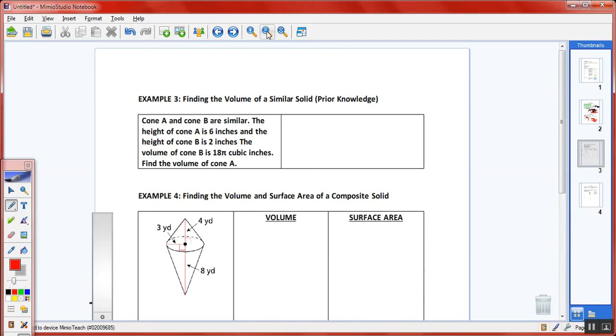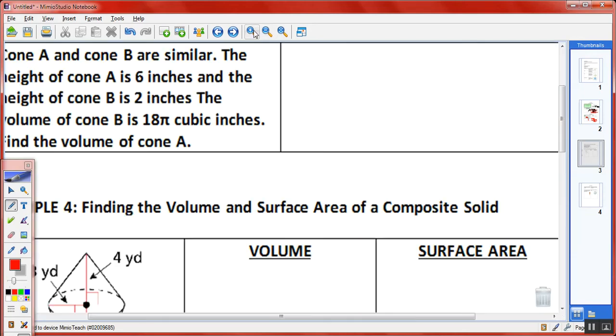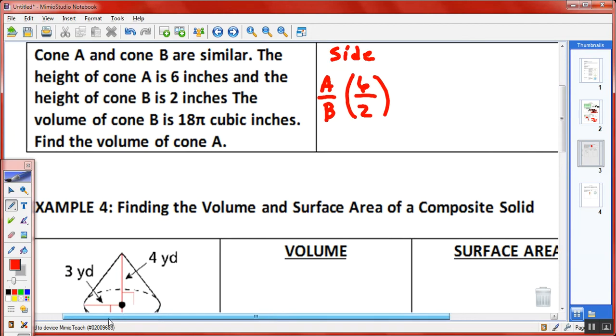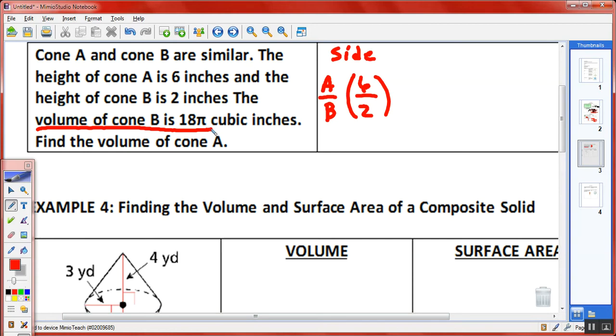It says the height of cone A is 6. The height of cone B is what? Is a height like a side or a volume? The side. So they give you the side ratio of A to B, don't they? Side of A to side of B, isn't that 6 to 2? Okay, well then they go on to say the volume of cone B is what? 18 pi cubic inches. They just leave it as 18 pi, and that's fine.